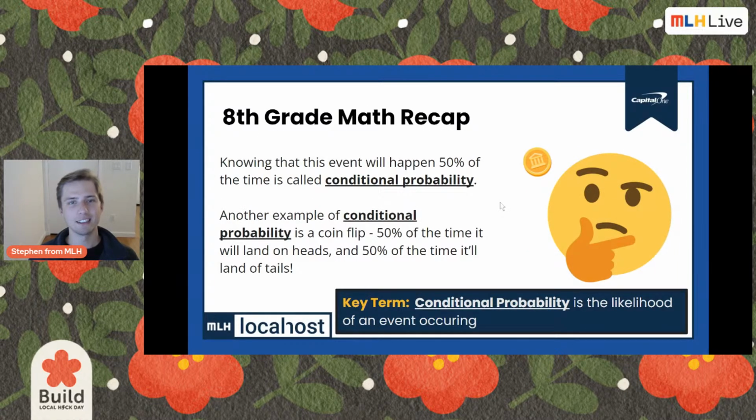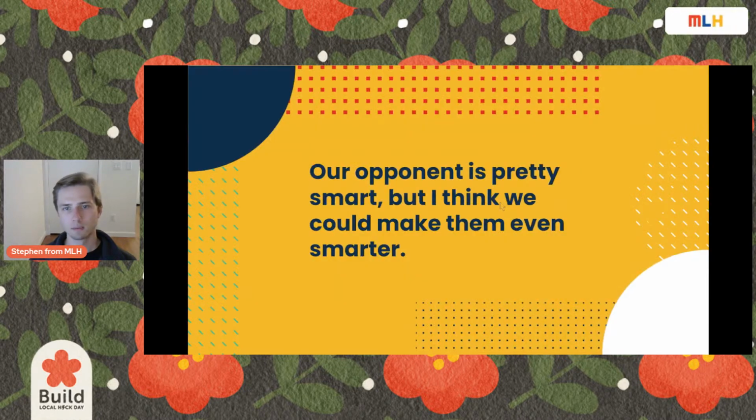So we can actually use 8th grade math to figure out the conditional probability. And we have a 50% chance of the last move being played and a 50% chance of a random move being played.